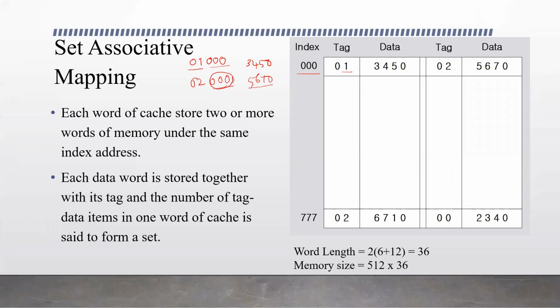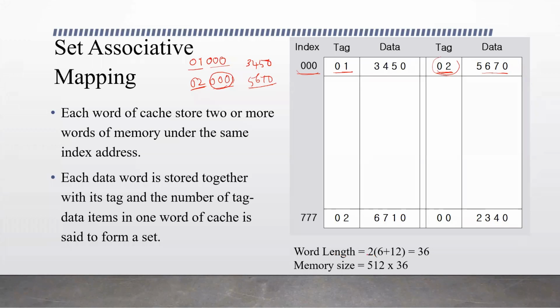Suppose the data to be searched is 5670. First, it locates the position in the cache. So 000, it checks for this index, it is found. Then it checks the tag 01. It compares this tag with the tag in the address that the CPU placed. Here it will not match, because the tag is 02 there. So if there is no match here, this will be compared. In the same word we have the other tag element with the corresponding data. So this will be compared, and here is a hit. So the data is found.